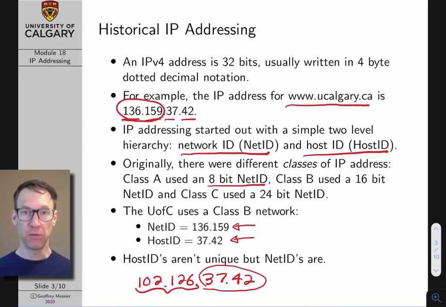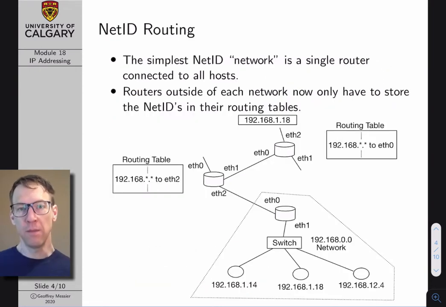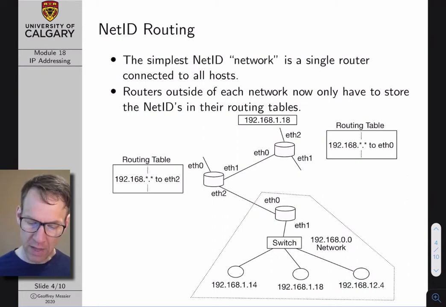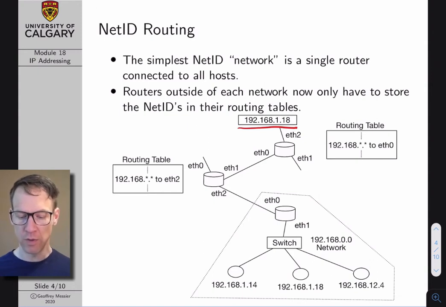But because the city names are different, we're not going to confuse them when we deliver letters to them. Okay, so now let's do an example that demonstrates how even just this very simple 2-level hierarchy makes things a little bit easier for the routers on the internet. Let's take an example where we have a packet that is addressed to IP address 192.168.1.18. And it needs to be delivered to its final destination, which I'm circling down here.